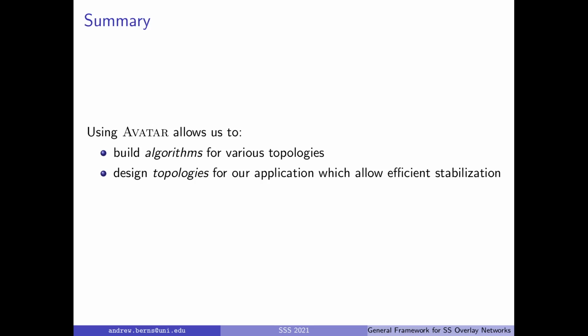At the beginning of the talk, we talked about a two-pronged approach to self-stabilizing overlay networks. We were interested in building algorithms that worked for a particular topology. We were also interested to see if we could design topologies that were amenable to efficient stabilization. And this avatar framework satisfies both of those. If you can define a particular topology, then we determine the diameter and the maximum degree of embedding, and we can tell you we have an algorithm. We can tell you the complexity time and space wise.